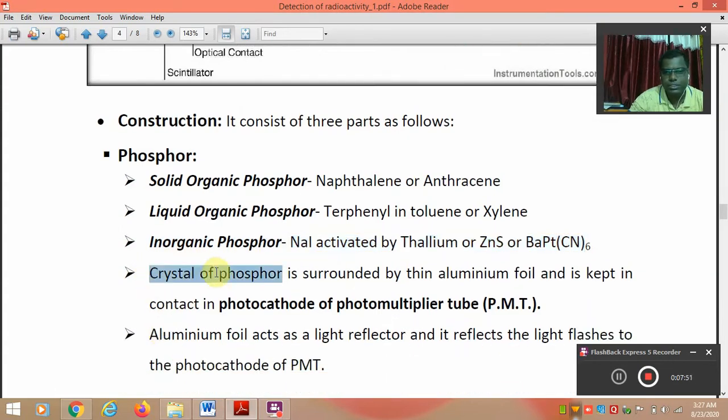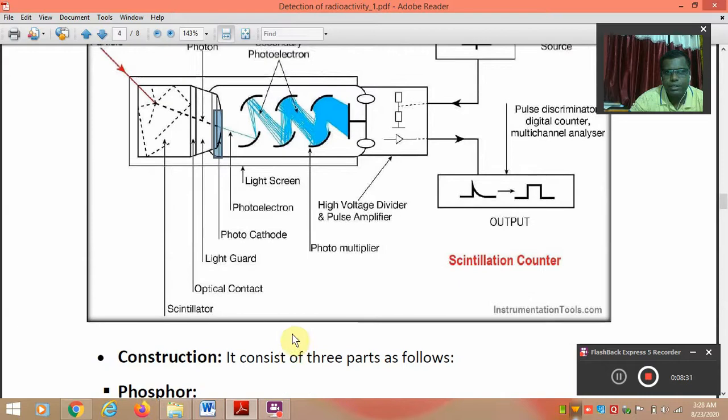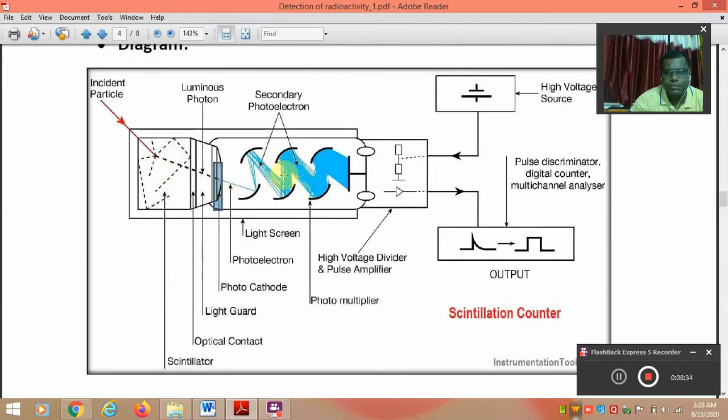These crystals of phosphor are surrounded by a thin film of aluminum foil and kept in contact with the photocathode. What is the function of this aluminum foil, that we discuss in the working. But remember that the crystal of this phosphor is always surrounded by aluminum foil, and it is kept in contact with the photocathode of the photomultiplier tube. So this is the photocathode. I hope you are able to identify this is the photocathode. This is the reason this region is called a photocathode. Here there is the phosphor and the photomultiplier tube.